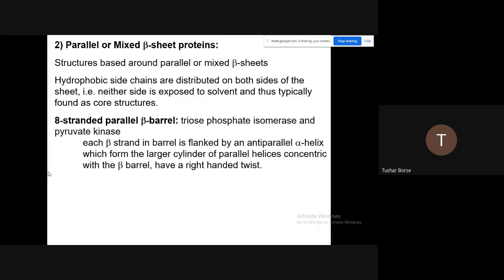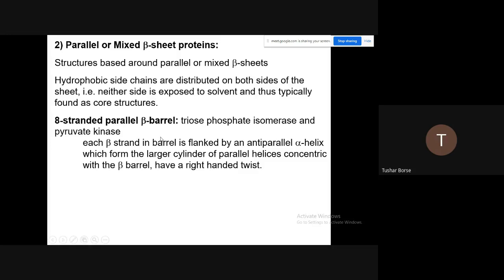The typical structures in case of those proteins which have these beta sheets are like this. You may have an 8-stranded parallel beta barrel. Okay, a barrel. I think all of you know what a barrel is. You have a hollow, circular structure which looks like a barrel where you can store water. So you have that barrel formed by these beta strands. There are 8 strands, and all these sheets are parallel. The examples are triose phosphate isomerase and pyruvate kinase.